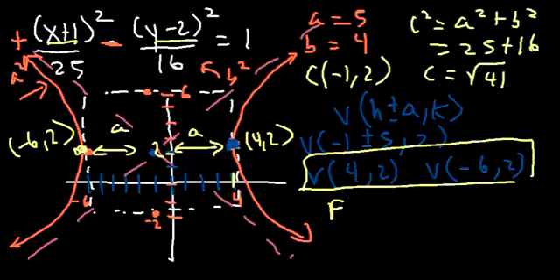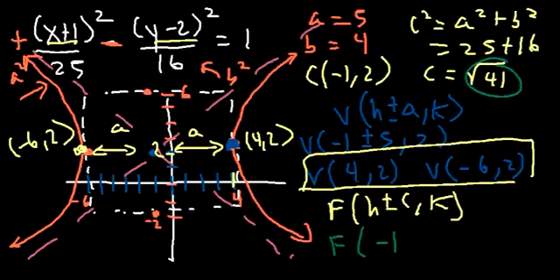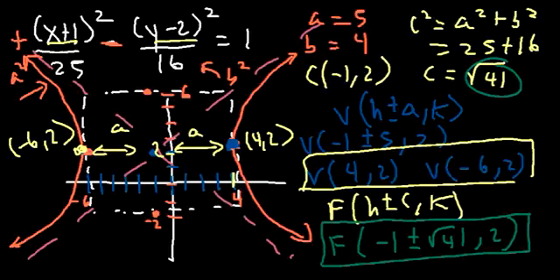Now to find the foci, the transverse axis is horizontal, so it's going to be h plus or minus c, comma k. So we have to find the value of c, which we already know to be root 41. So it's -1 plus or minus root 41, comma 2. Now we can't add -1 plus root 41, so we're just going to leave it like this. So we know the foci is somewhere over here. And it's somewhere on the outside. It's past the vertices.